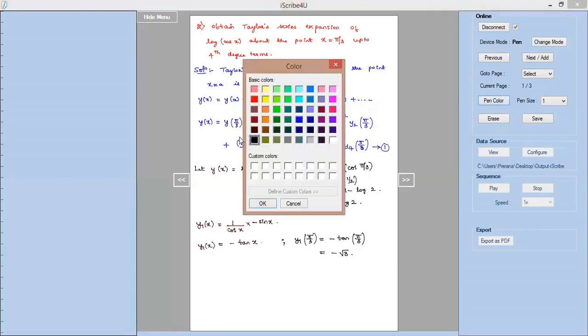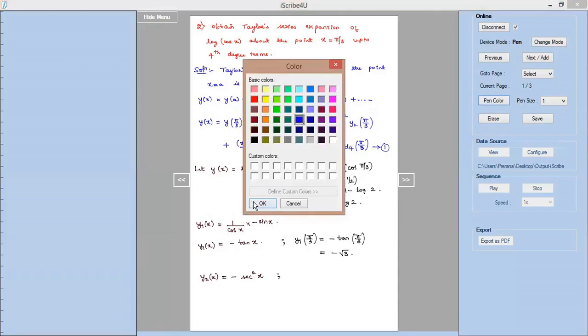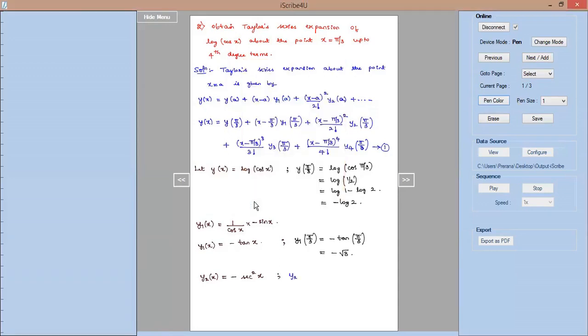Now next we will move ahead to find out y2 of x. So differentiation of y1 of x gives us y2 of x. So y2 of x will be differentiation of minus tan x. Keeping the minus sign as it is, differentiation of tan x is secant square x. So now we will find out what is y2 of pi by 3, y2 at the point pi by 3.